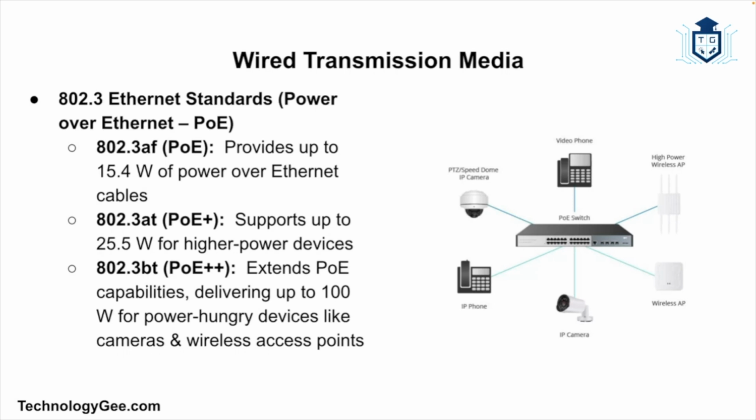We have the 802.3at. This is also known as PoE+, and it supports up to 25.5 watts of power. And then we have the 802.3bt, and this extends PoE capabilities, providing up to 100 watts of power for devices like cameras and wireless access points.